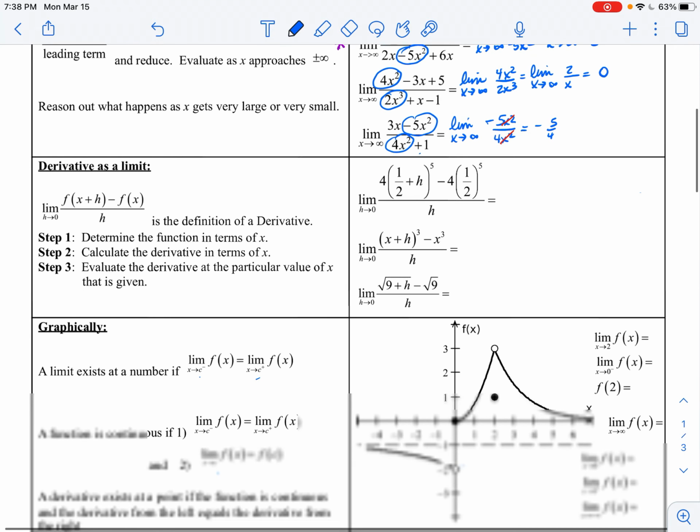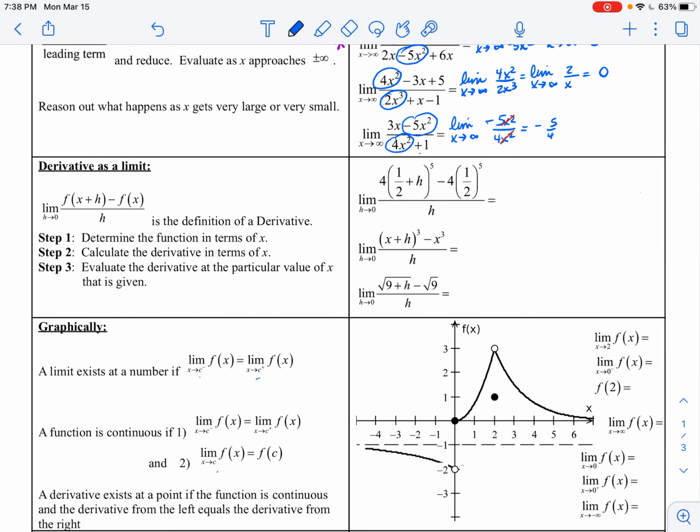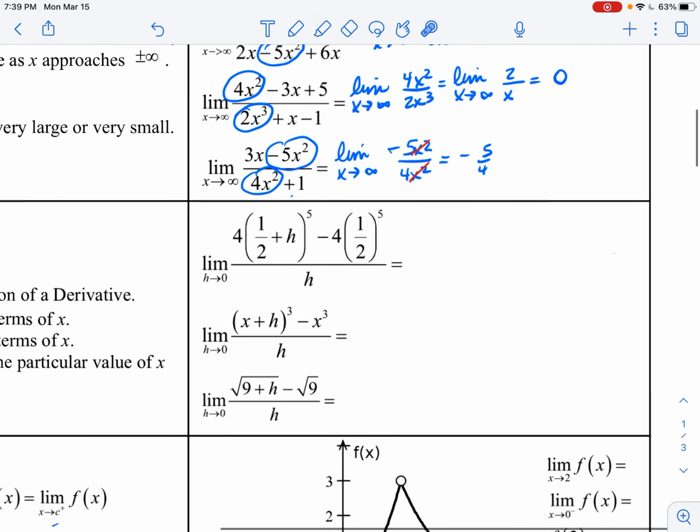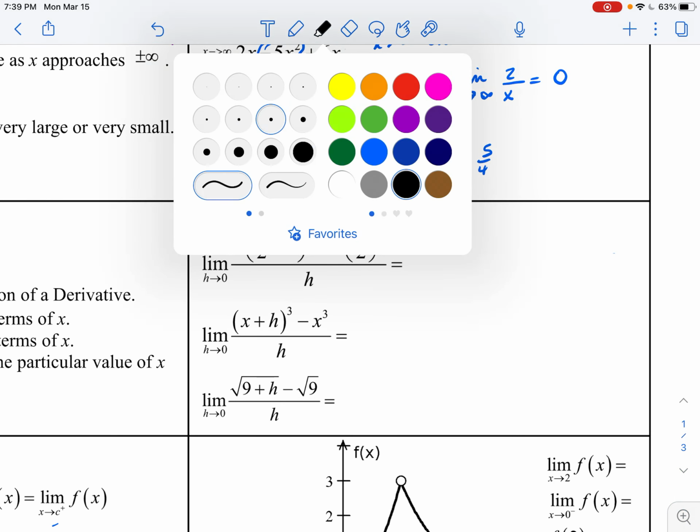All right, so the next thing that we're going to look at is the derivative as a limit. This, hopefully, you recognize as the definition of the derivative, as h approaches 0, of f of x plus h minus f of x over h. So here are some steps to solving these. We need to determine the function in terms of x, then calculate the derivative, and then evaluate at that particular value. So in this first example, that particular value is, well, 1/2.